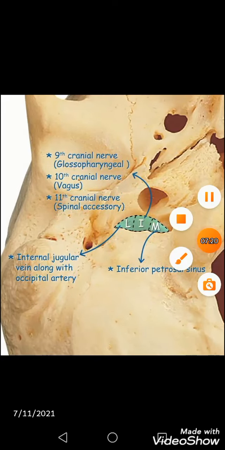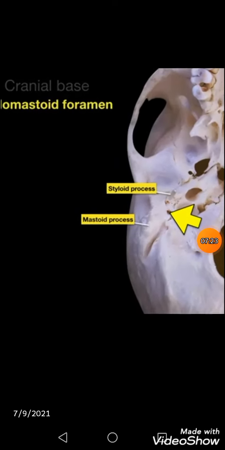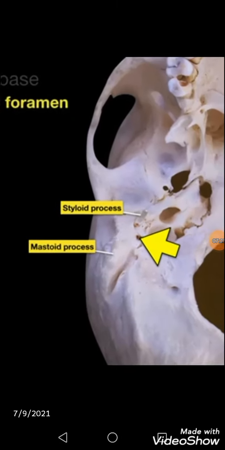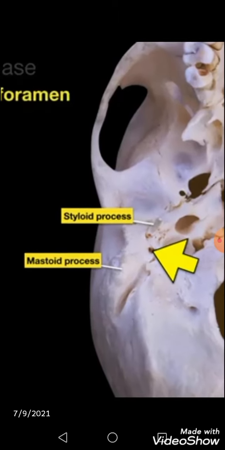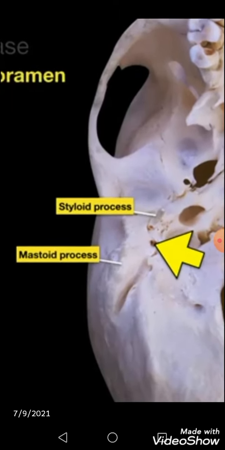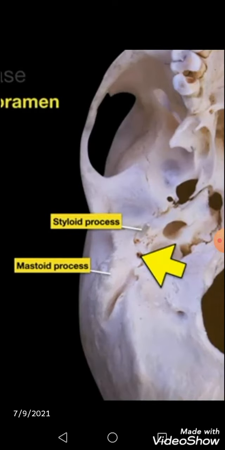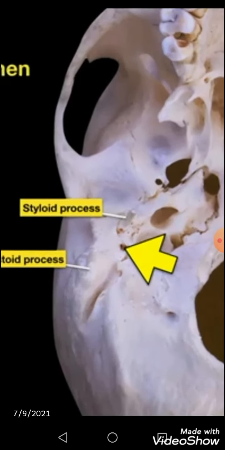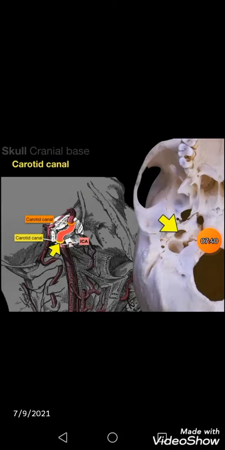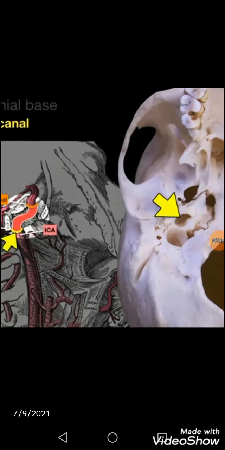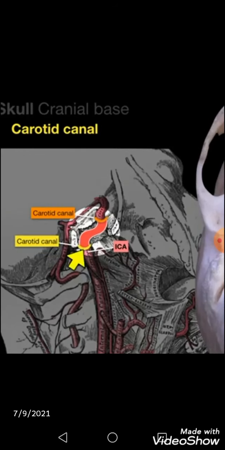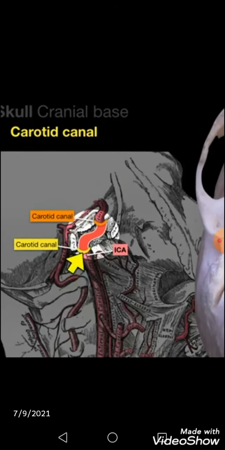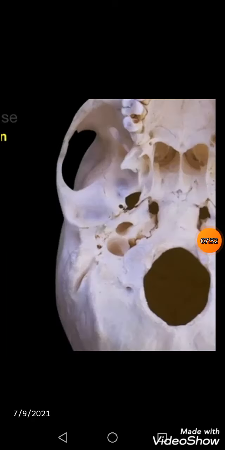Two other important landmarks: you can find a bony projection called the mastoid process, and a thin pointed process called the styloid process, and in between them you find the stylomastoid foramen. In this picture they are showing the arrow towards the carotid canal, and this picture is taken to show the internal carotid artery passing through this canal. And here again, you can mark that there lies the jugular foramen, right?